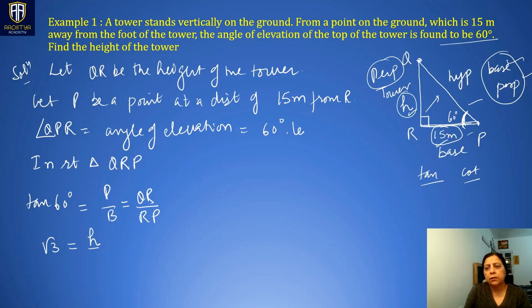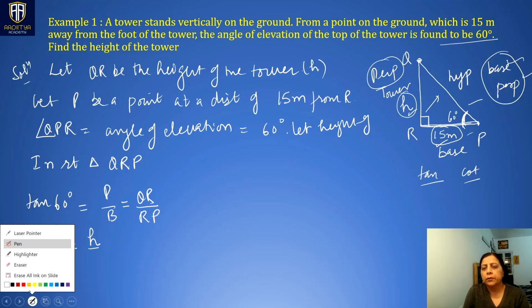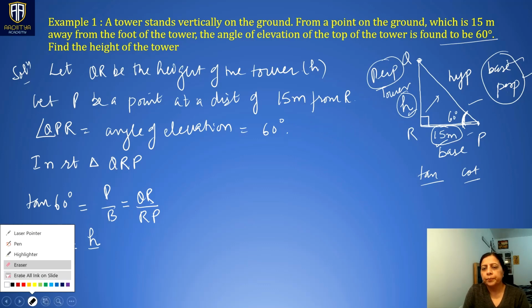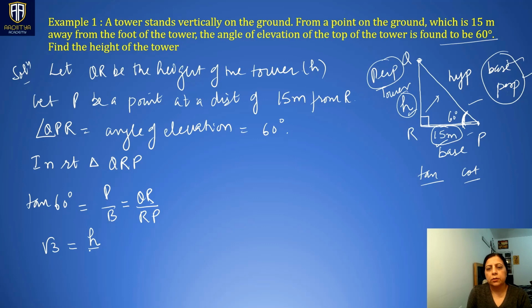You can write here, let height of tower be, let height of tower, okay, we had QR as the height of tower, you can write here as H, right? So all these things you have to mention in the introduction part. And then this is H, this is unknown part, and the known thing is the base is given to us. So from this relationship we can do cross multiplication and we can find H is equal to 15 √3. 15 multiplied by √3, and this is in meters.